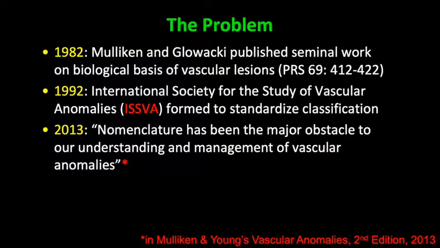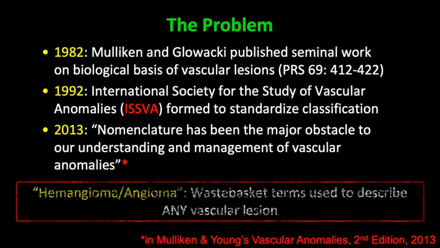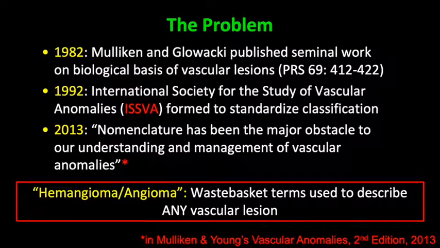But as recently as 2013, John Mulliken wrote in the most recent edition of his textbook on vascular anomalies that nomenclature has been the major obstacle to our understanding and management of vascular anomalies. So over 30 years had passed and there were still problems with classification and nomenclature. Really, the overuse or incorrect use of the terms hemangioma and angioma to describe any vascular lesion has been a lot of the problem.